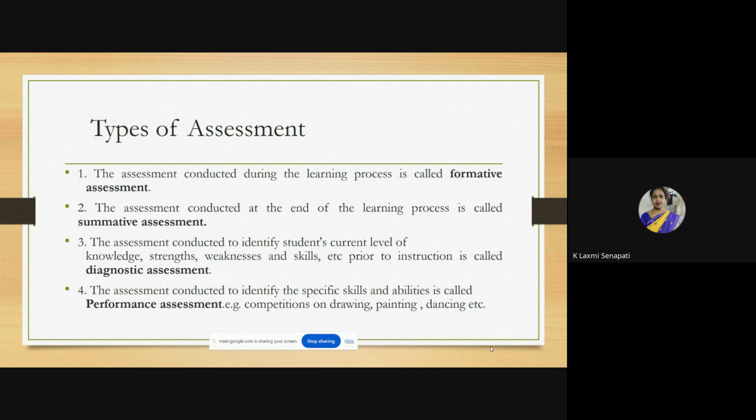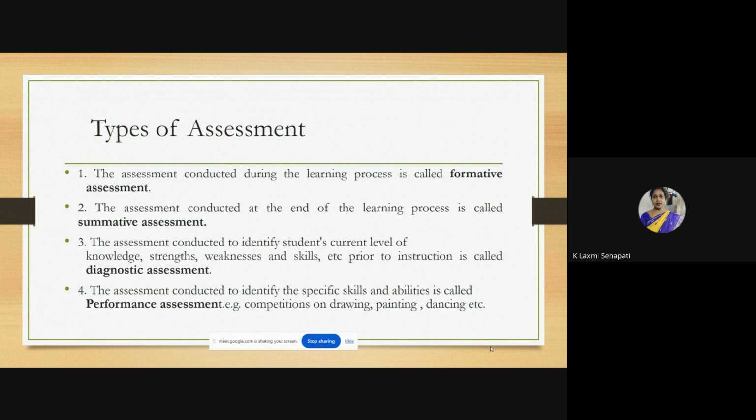As a teacher, we have to diagnose our students. So how can we diagnose? We can diagnose students from their current knowledge, their strengths, their weaknesses, and their skills. We have to give importance to all these.